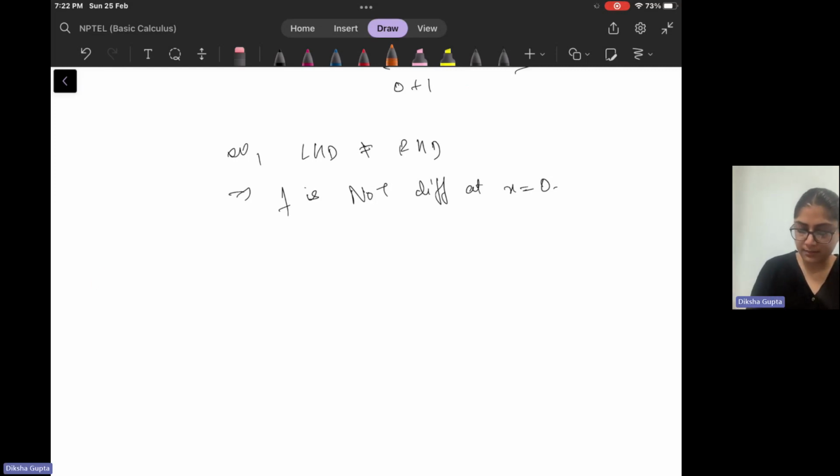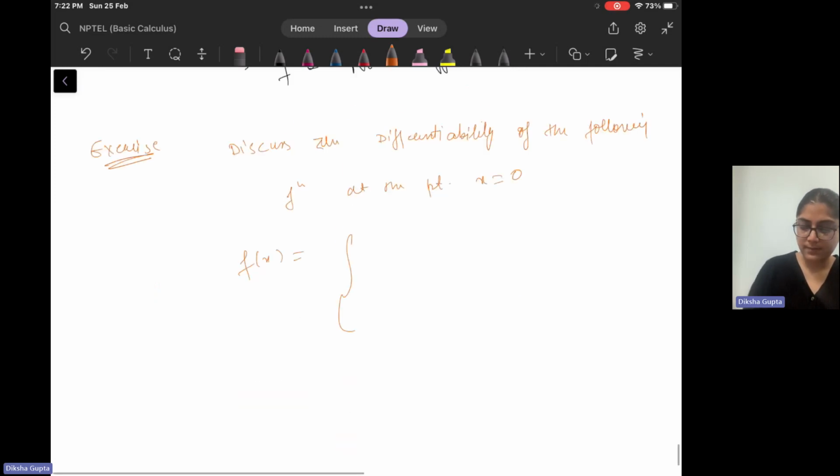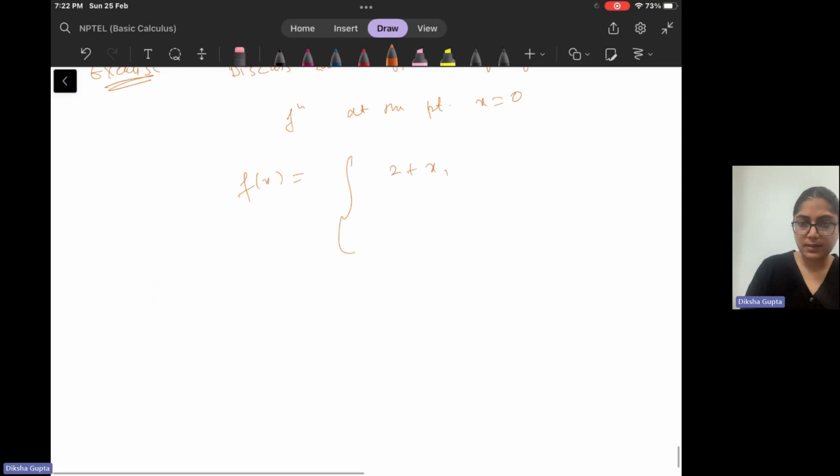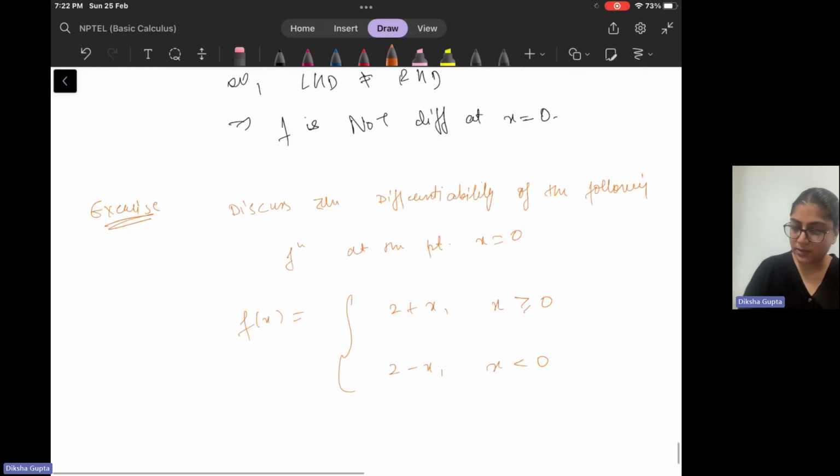So as an exercise, discuss the differentiability of the following function at the point x equals 0, where the function is f(x) equals 2 plus x for x greater than or equal to 0, and 2 minus x otherwise. So in fact, what you can do is, now you know continuity also, differentiability and continuity also.